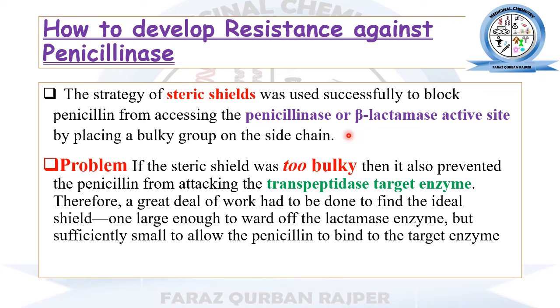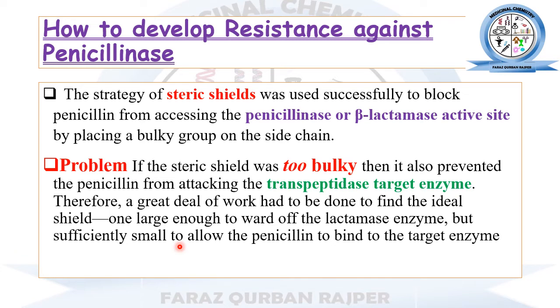So what is the problem that can occur in the case of the steric shield? The steric shield must not be too bulky. We must introduce a compatible functional group that can produce the favorable effect. It must not be so bulky that it prevents binding to the transpeptidase as well. That group must be compatible with the binding site or binding pocket of the transpeptidase enzyme. So a great deal of care must be taken in the selection of a steric shield functional group.